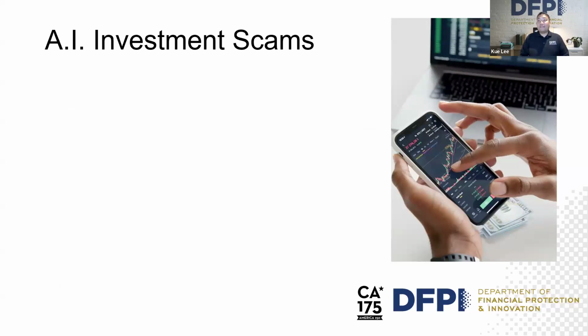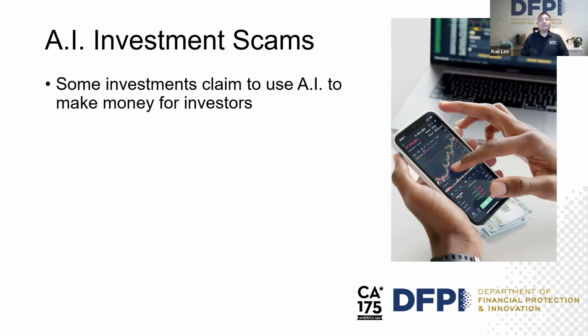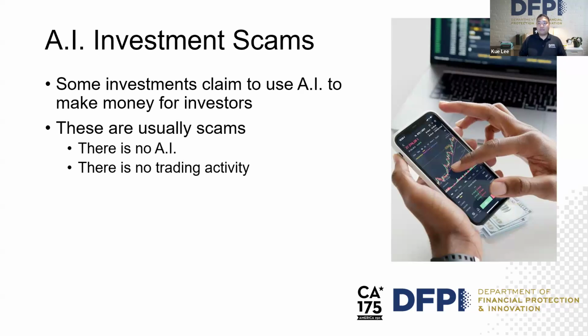So let's talk about some AI investment scams. Some investments claim to use artificial intelligence to make money for investors. There are legitimate organizations out there that use an algorithm to help predict, I would say help them make trades, right? Investment trades, help them make educated guesses as to what investments are good. But then there are also certain scammers, or other organizations, that claim to use AI to, again, make money for investors. So these are usually scams, where they don't have AI and there is no trading activity, right?